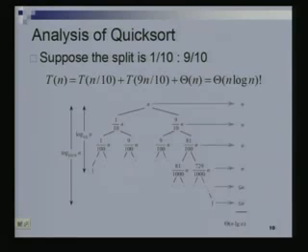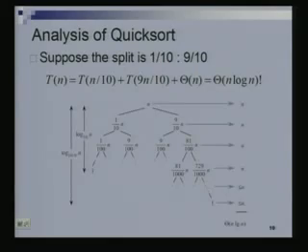Let's continue with this analysis. So we saw, if the split was half and half at every step, then we are lucky, and we get n log n time. Now suppose it was not half and half, but it was 1/10, 9/10. That is, 10% of the elements end up on one side and 90% of the elements end up on the other. And suppose this was happening at every stage. So you will not call this lucky, because it's not half and half, but it's still good, which is what we'll argue now.